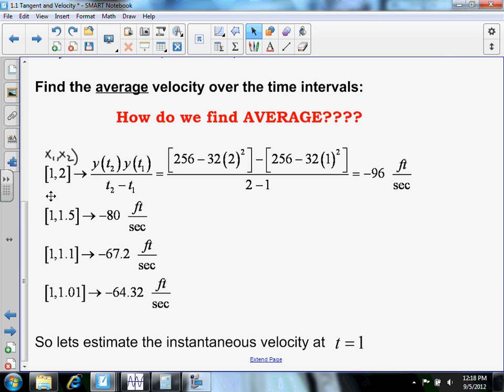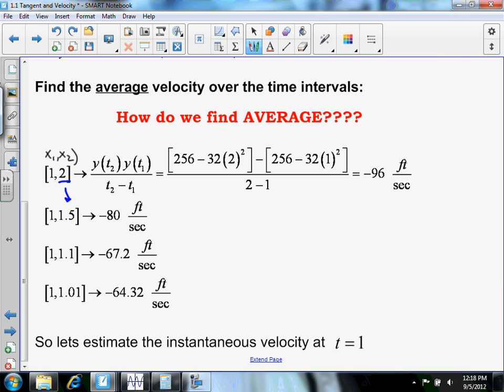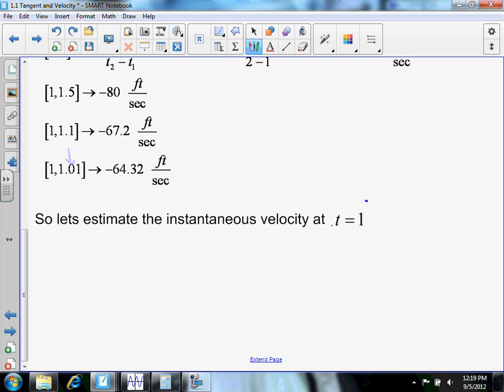So notice we're getting closer and closer to what number here? Our x1 is still at 1 second, but we're getting closer and closer to this second set of numbers being 1. Notice we're going from 2 to 1.5. We're getting closer to 1. Going to 1.1, we're getting closer to 1. We're going to 1.01. So what would our guess be at what the instantaneous velocity is at 1? We keep going down. What would it be as we get closer and closer to that 1?